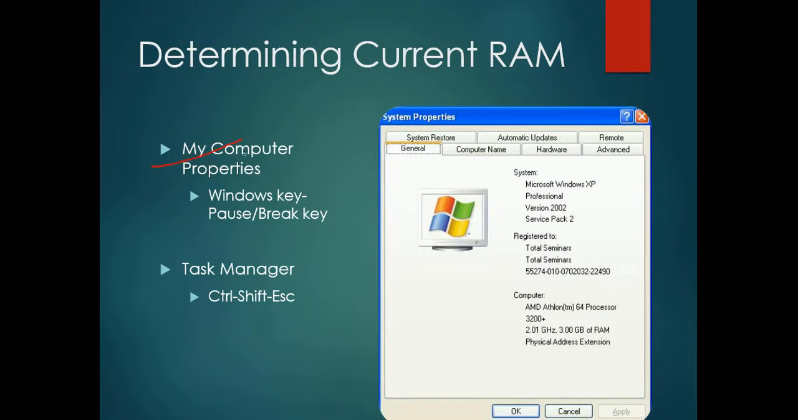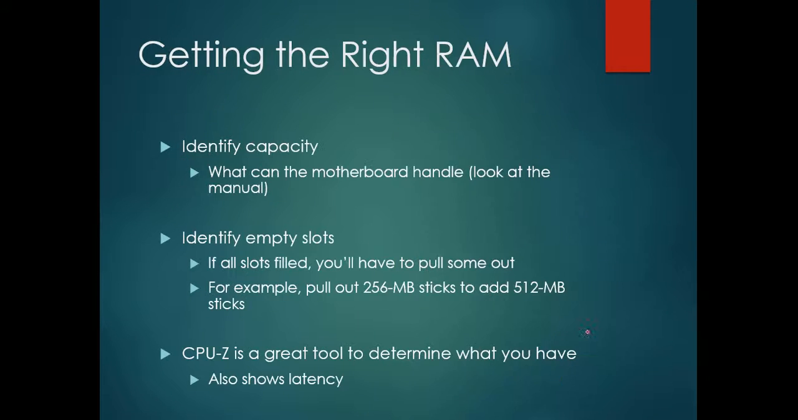If you're a Windows user, you can easily find how much RAM your system has. Go to My Computer, or press the Windows key plus Pause/Break, and you'll find it here. And if you go to Task Manager, you just press Ctrl Shift Escape, and you'll find it like this.